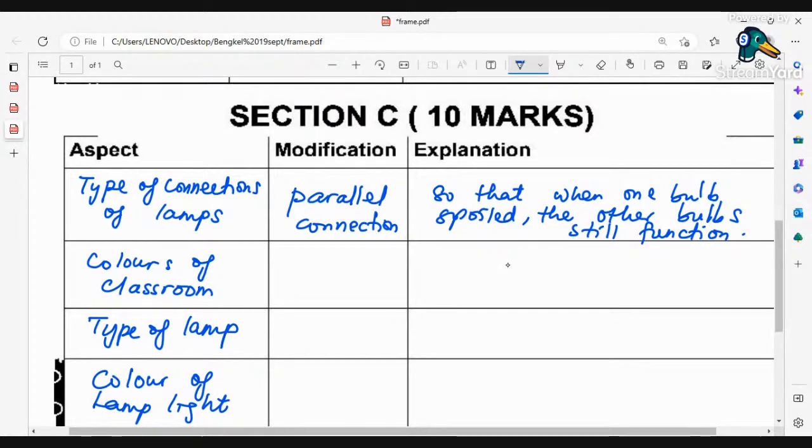Colour of classroom should be a light or bright colour, like white, or any bright colour is also fine. It is a light reflector. So it reflects back to the whole classroom. You don't copy the above one, so that the classroom is brighter. Light reflected.